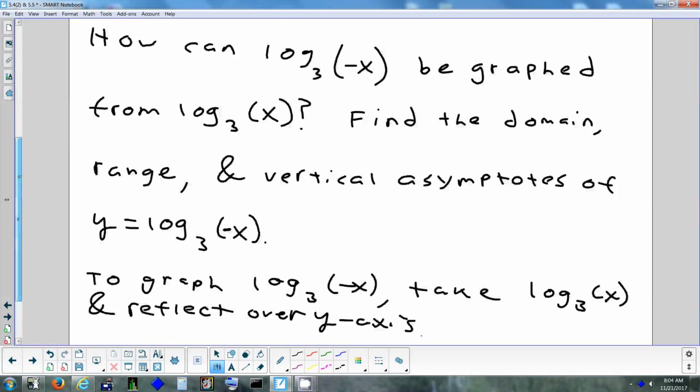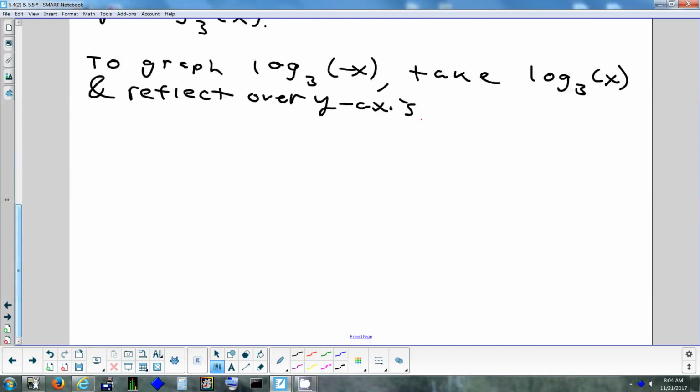That's the first thing. The next thing is find the domain, range, and vertical asymptotes. Well, let's think about the range first. The range of the original log function is it went up forever and down forever. If you reflect it, in fact, it doesn't matter which way you reflect it. If you do any kind of reflection, would it have an effect on the range? No. So the range is still going to be up forever, down forever.